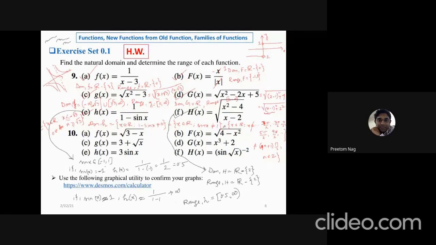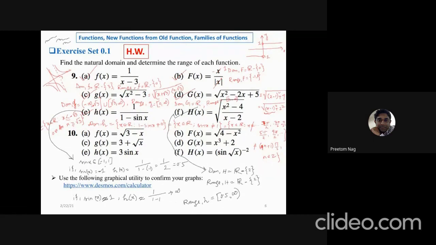X should be no. So for negative values of x, if I consider the negative values of x, x should be no. I don't think we can consider -3. If I consider -3, -3 squared is 9, minus 13. Okay, so why don't we check in here?